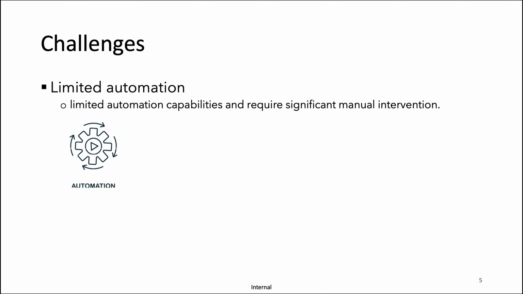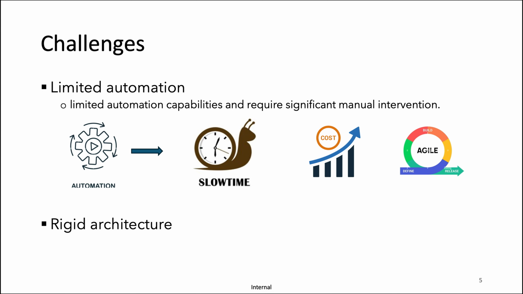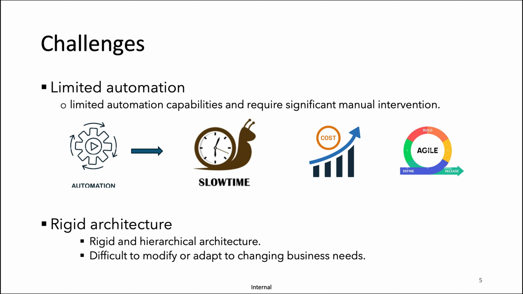Another important challenge is limited automation features. Traditional networks have limited automation capabilities and require significant manual intervention, leading to slower response time, higher operational cost, and lack of agility in adapting to changing network. Another challenge is it has a rigid architecture. Traditional networks have a rigid hierarchical architecture, making it difficult to modify or adapt to changing business needs.